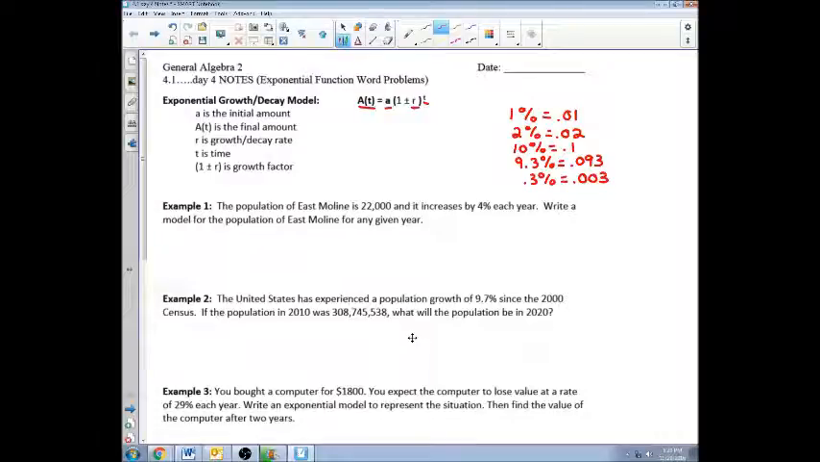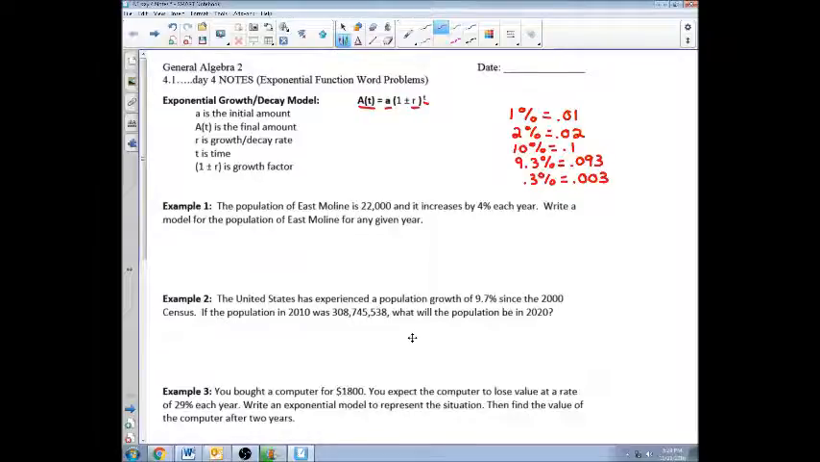Okay? So let's read through the story problem, then we're going to talk through it piece by piece. The population of East Moline is 22,000. It's 22,000 people, and it increases by 4% each year. Write a model for the population of East Moline for any given year.